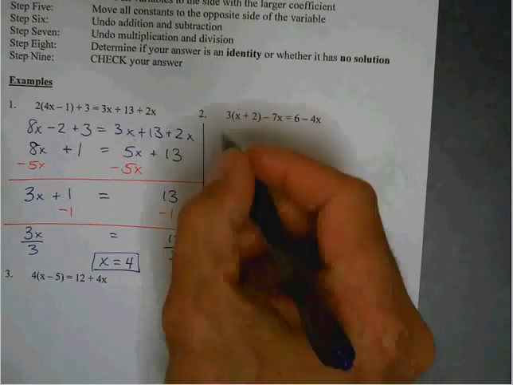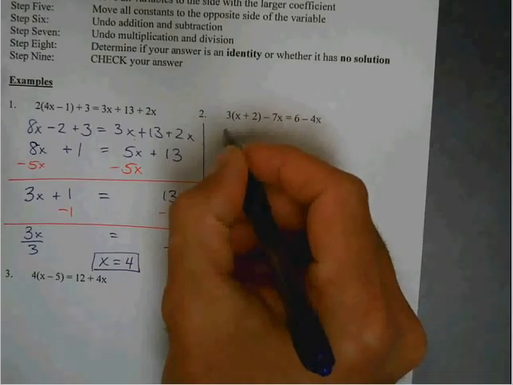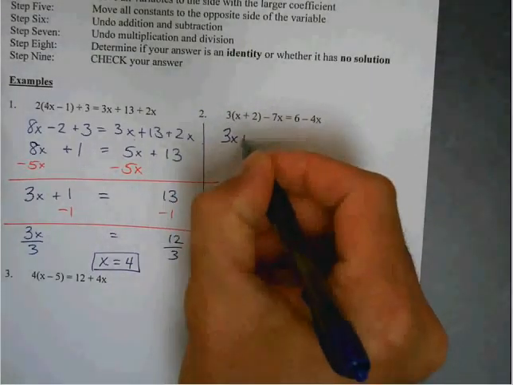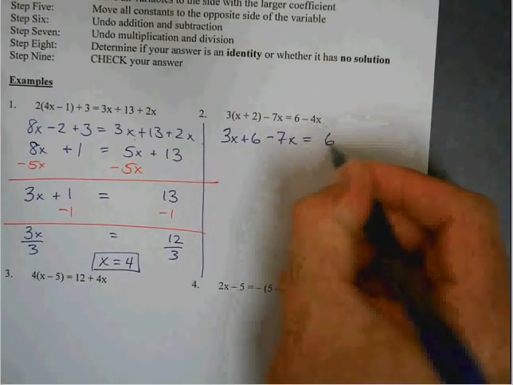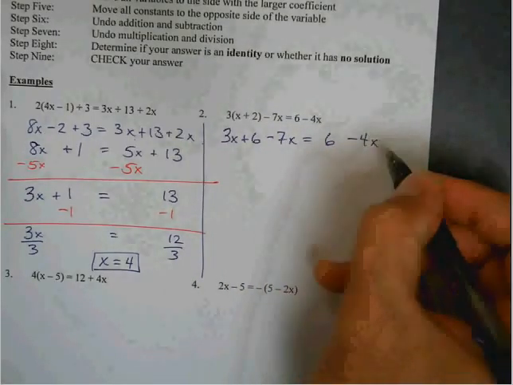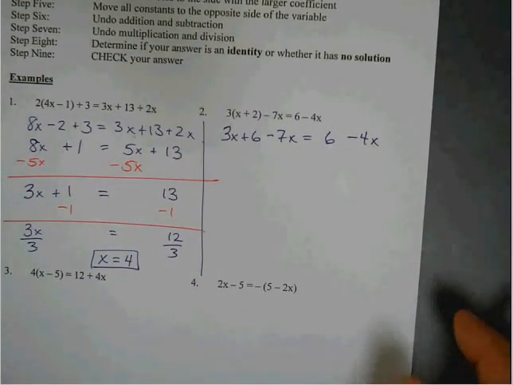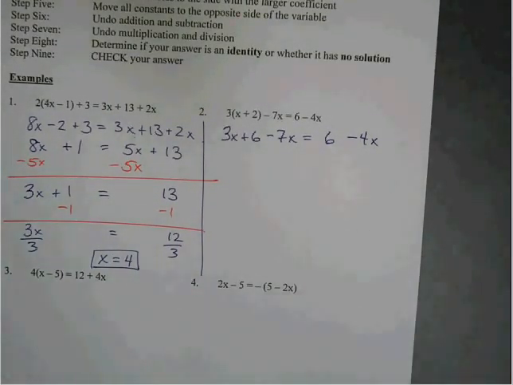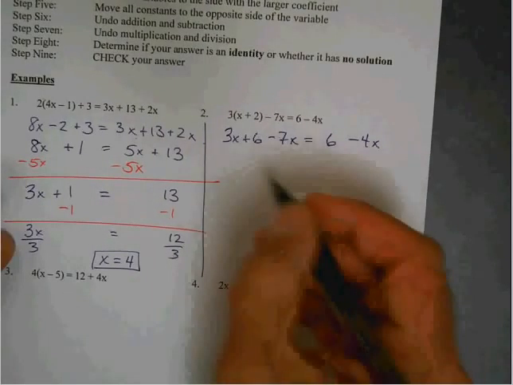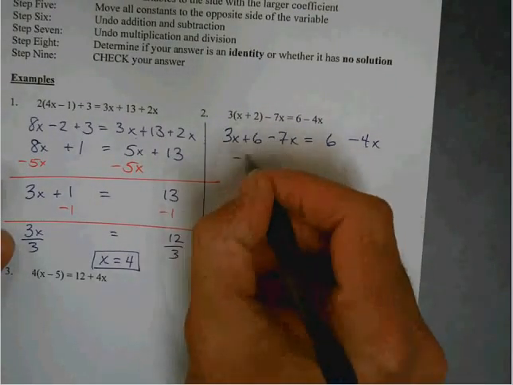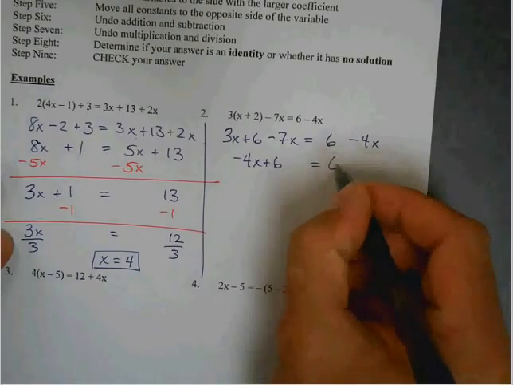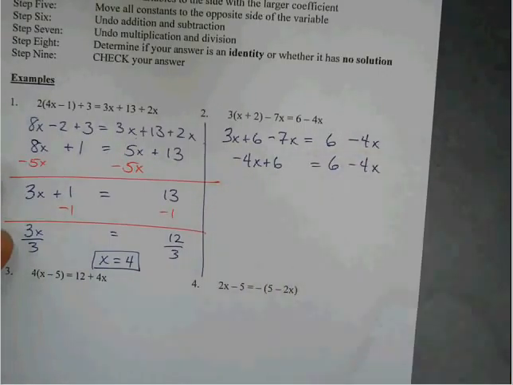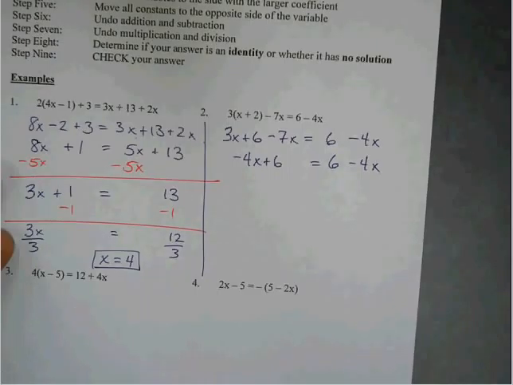Go. You have to multiply the 3 and the x, so you get 3x plus 6. All right. Minus 7x equals 6 minus 4x. Okay, good. And then you have to add the 3 to the negative 7. All right, so I'm going to add the 3 and the negative 7 to get negative 4x plus 6 equals 6 minus 4x. Great job. Keep going. And they're the same.